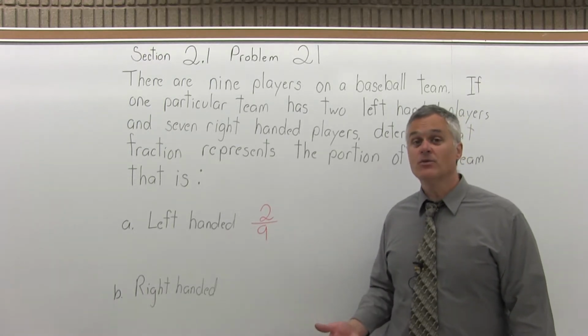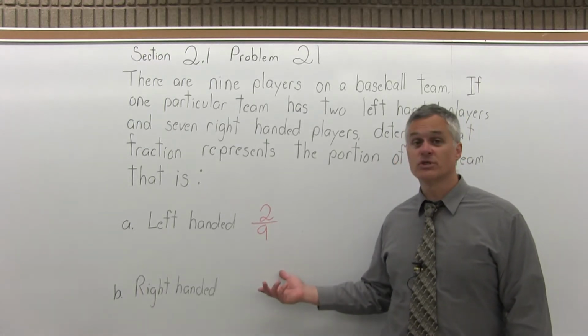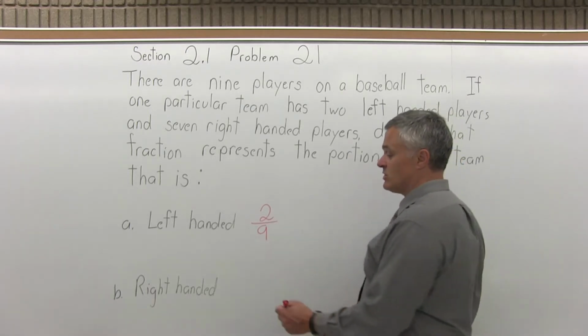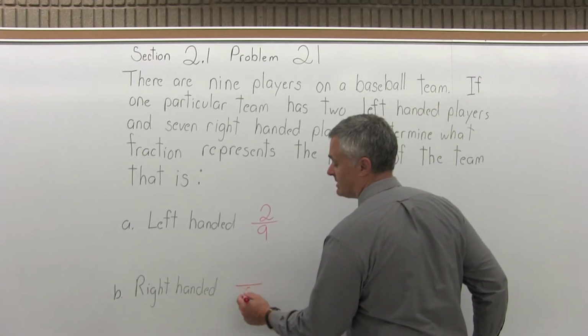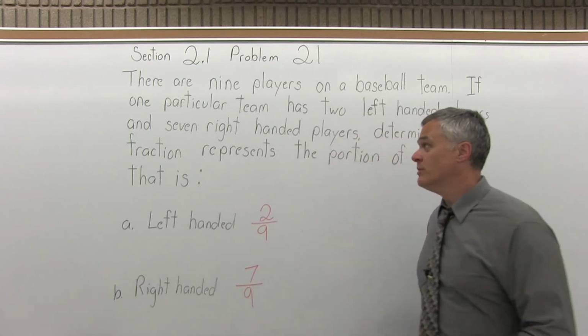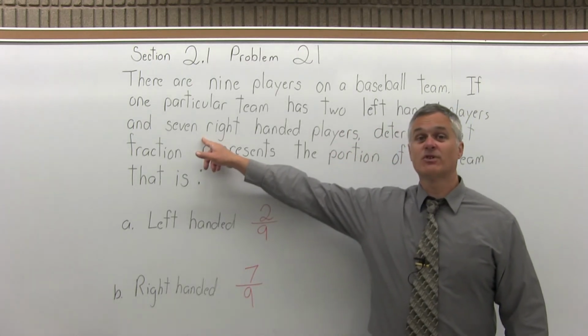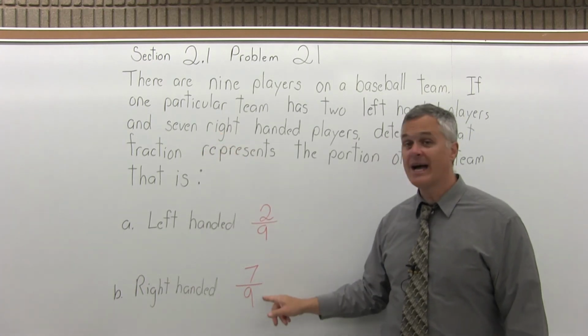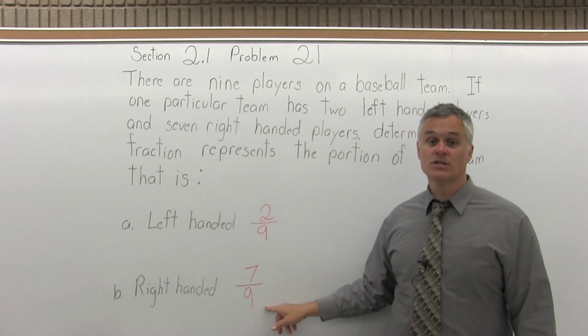Now B, what fraction would represent the portion of the team that is right-handed? So again, the denominator would be 9 because there are 9 players altogether, and the numerator would be 7 because there are 7 right-handed players. So 7/9 of the team is right-handed.